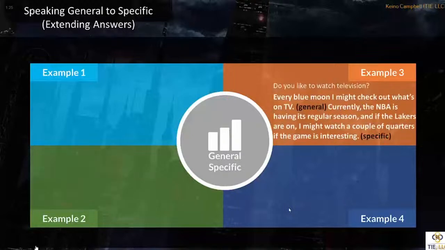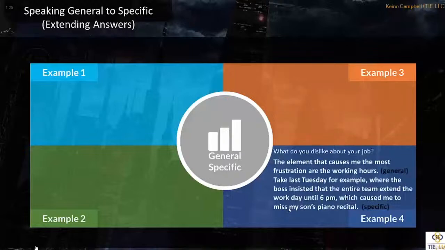Example 3. Do you like to watch television? First, we have the general statement. Answer the question. Every blue moon, I might check out what's on TV. That's a general statement, general answer. Then, get specific. Currently, the NBA is having its regular season, and if the Lakers are on, I might watch a couple of quarters if the game is interesting. Specific.